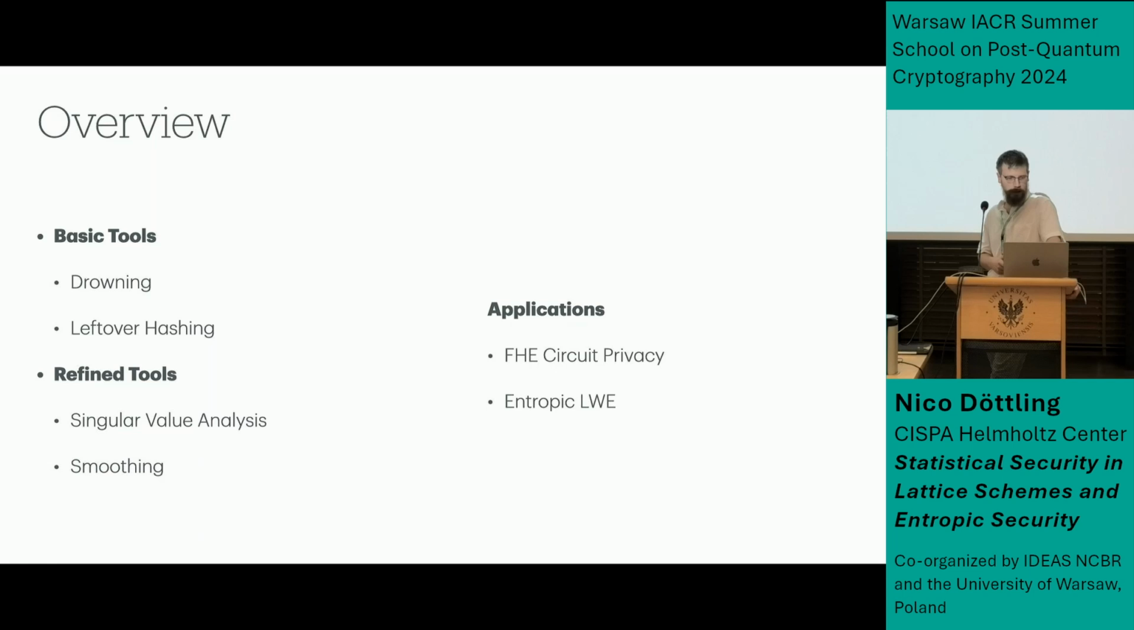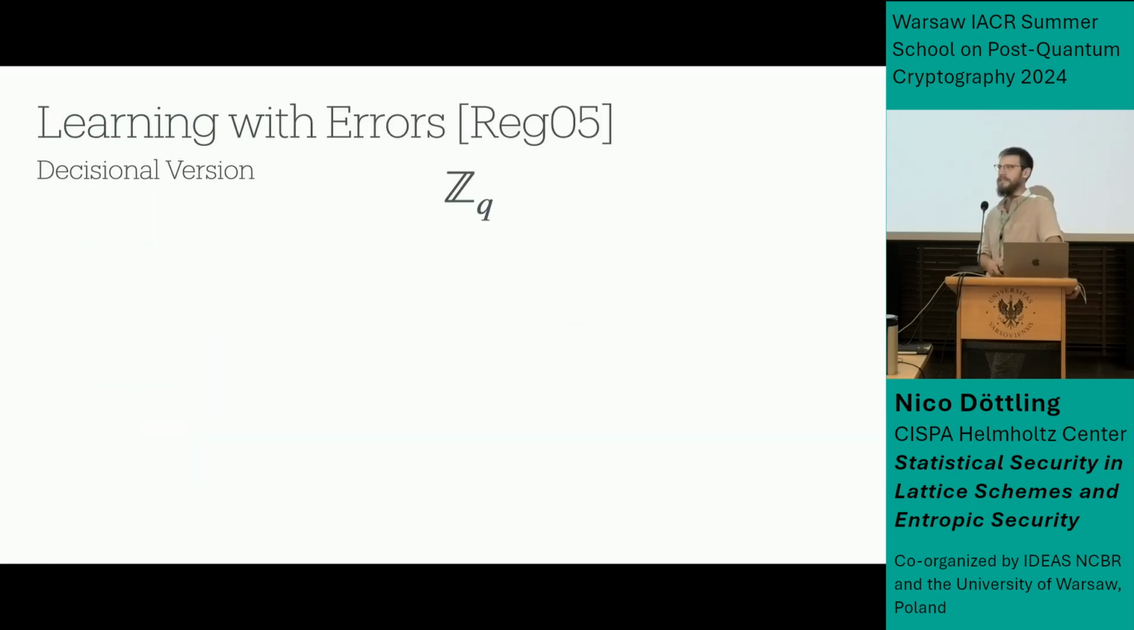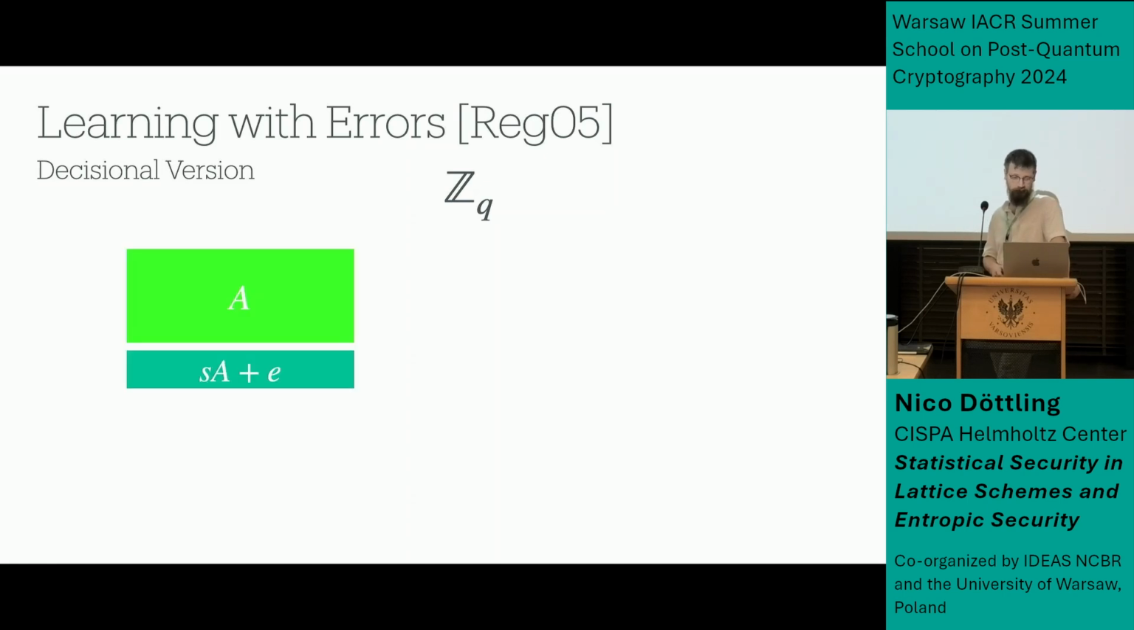But okay, now let's quickly recap the learning with errors problem, which we saw already a few times, and I'm only going to talk about the so-called decisional version of this problem. There's also the search LWE problem, but in the decisional LWE problem, we're going to be given such a matrix A of size m times n. What does this mean, m times n? So with m columns and n rows.